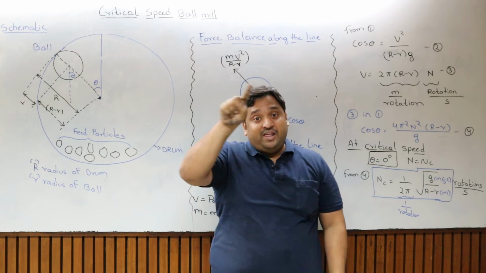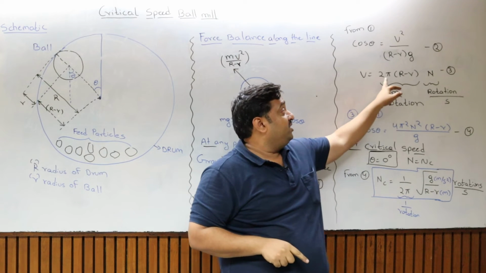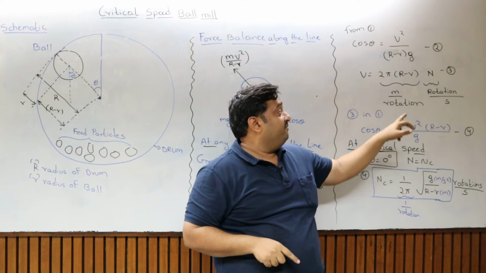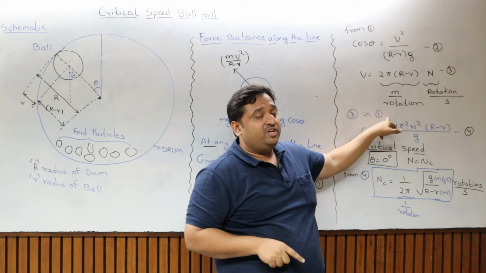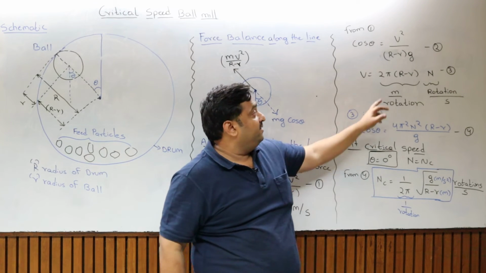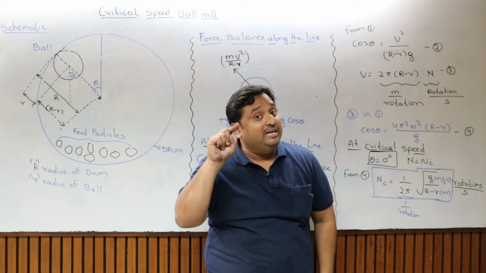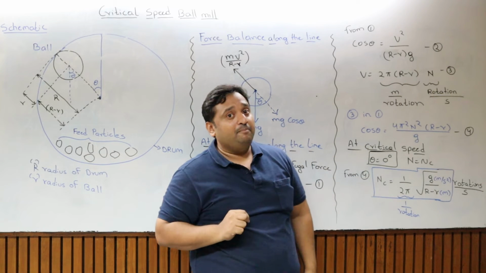So at every rotation, the drum is covering the distance of 2 pi into (R minus r), which is why it is meters per rotation. Always keep it in mind, the units are very important. Velocity is equal to 2 pi r, but velocity is meters per second, right? See how I will get meters per second.